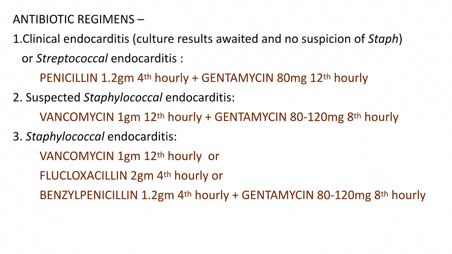Now, what if there is culture-proven staphylococcal endocarditis? Then what we give is vancomycin 1 gram every 12th hourly, or flucloxacillin 2 gram every 4th hourly, or a combination of benzyl penicillin 1.2 gram every 4th hourly with gentamicin 80 to 120 milligram every 8th hourly.